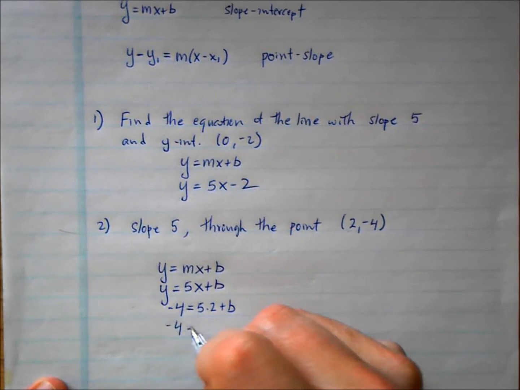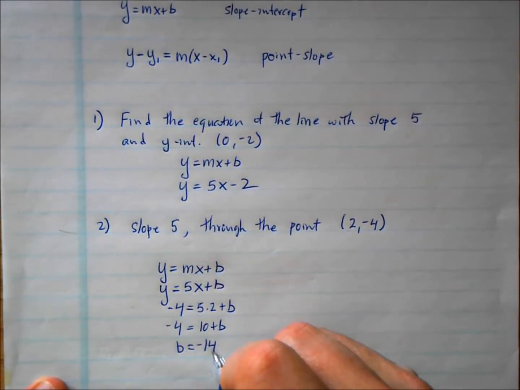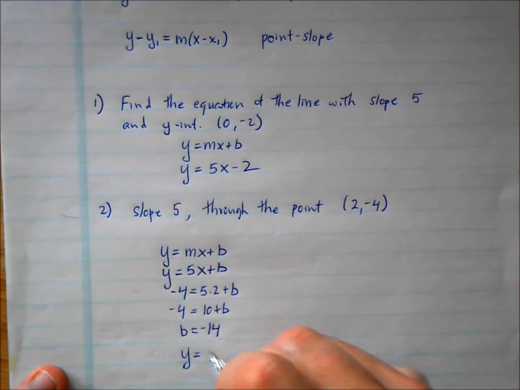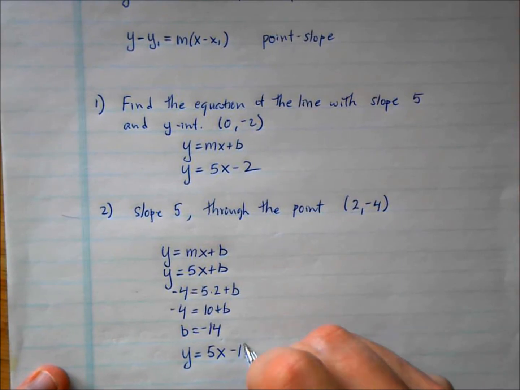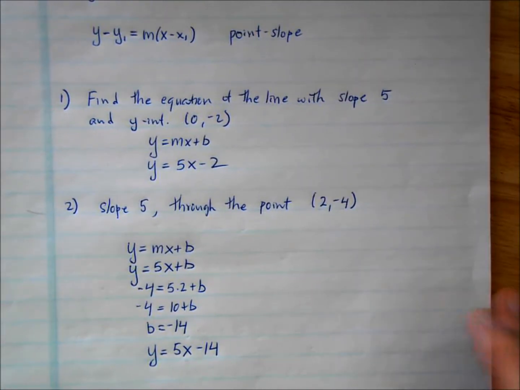Negative 4 equals 10 plus b. Subtract the 10, b is negative 14. So our answer is y equals 5x minus 14. So there's one way to do it. Perfectly correct. However, I'm going to do it a second way.